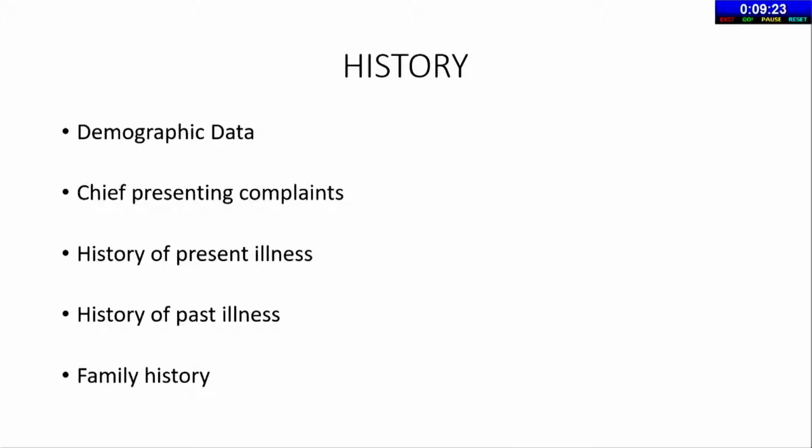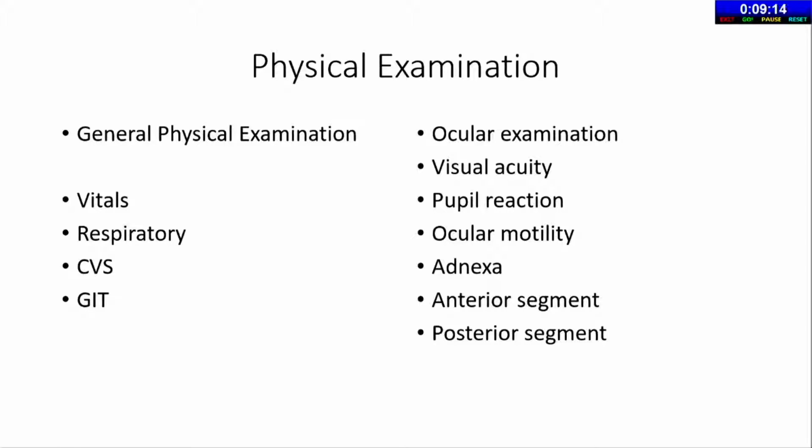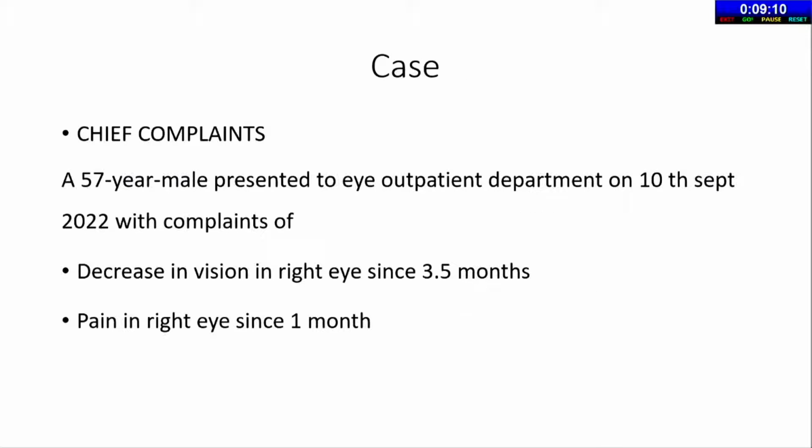And then in history, all of you know: demographic data, chief presenting complaint of the patient, then history of present illness, past illness, family history, physical examination, and ocular examination is key in our specialty. We have to have a detailed ocular examination. So I'll be just showing a case of NVG as a prototype. I will be showing a few slides, and the important highlights in your long case will be highlighted in this.